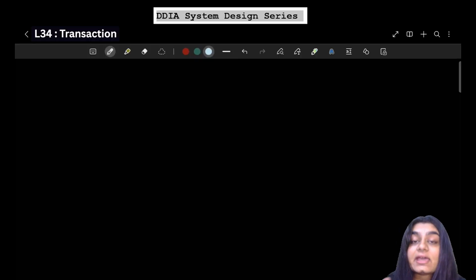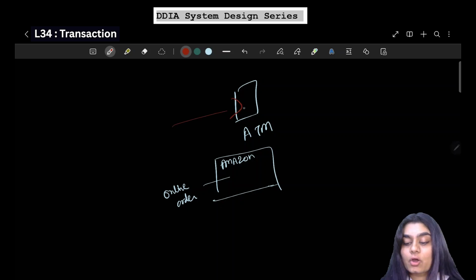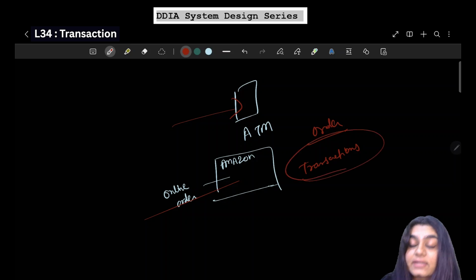Okay, so let's start. Imagine that you are withdrawing money from the ATM or placing an online order. You would not want the ATM to deduct the money from your account without dispensing cash, or an online store to charge your card without creating an order. In the messy real world, many things can go wrong during such processes, but databases provide transactions as a way to guarantee correctness even when failures or concurrent actions occur.